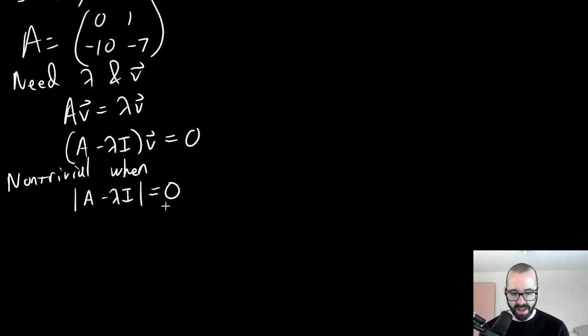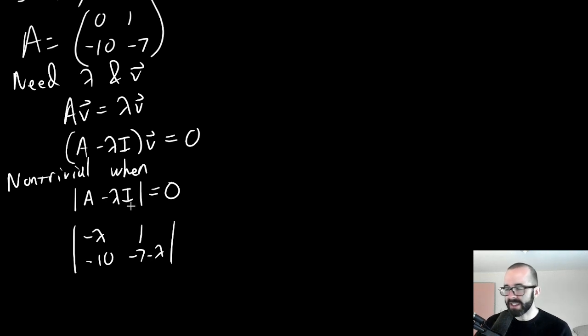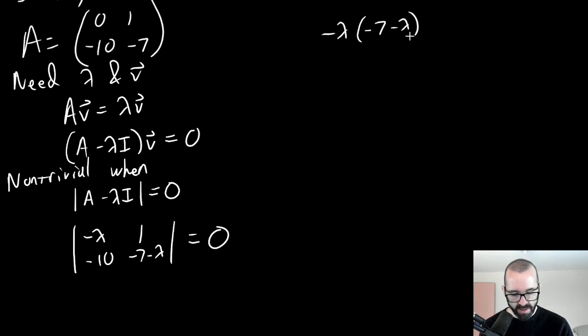What is A minus lambda I? It's negative lambda, 1, negative 10, negative 7 minus lambda. You're just subtracting lambda on the diagonals. Remember that identity matrix. We need to find when this determinant is equal to 0. We multiply this out to find our characteristic polynomial. That's going to be negative lambda times negative 7 minus lambda minus negative 10 needs to equal 0. That's how we calculate the determinant. And that's 7 lambda plus lambda squared.